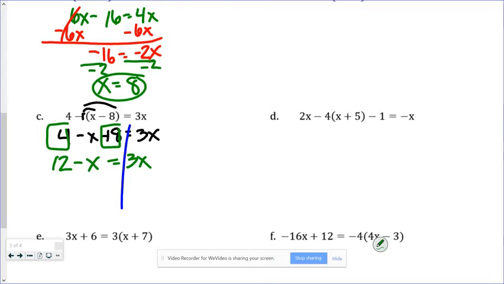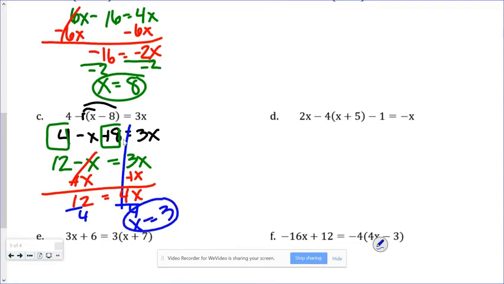Okay, so now this is what you're left with. I need then x's on one side and numbers on the other. So let's add x to both sides. So then I have 12 is equal to 4x, divide both sides by 4. So you should get x is equal to 3. All right, let's go down then to problem E.